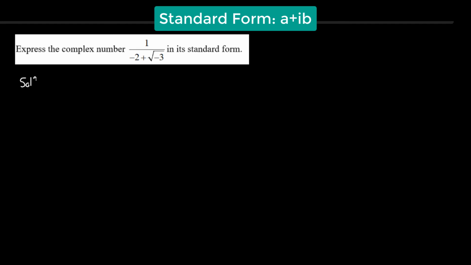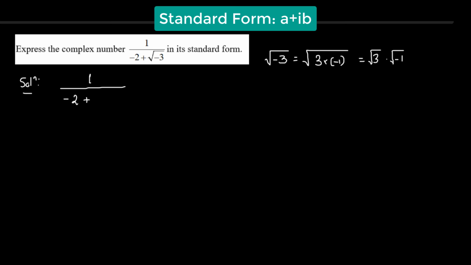So let us begin by first simplifying the denominator. We have -2 plus square root of -3. Now square root of -3 can be rewritten as square root of 3 times -1. So we have square root of 3 multiplied to square root of -1. Now we know the square root of -1 by definition is iota. So we replace square root of -1 by iota multiplied to square root of 3. So our expression, our complex number in the denominator will simply become -2 plus i root 3.